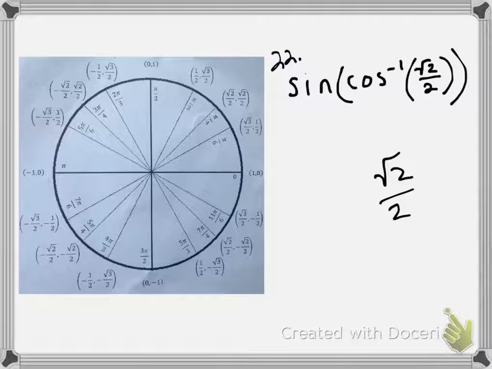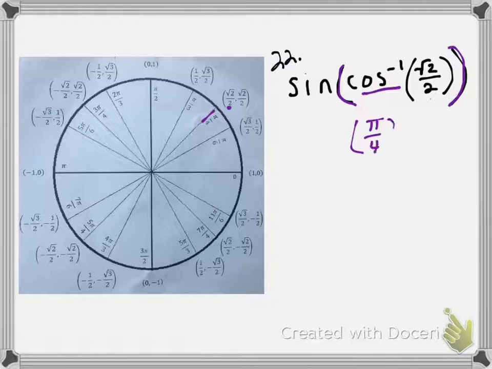So let's try another one. Again, it's going to be better if we solve for the angle first inside the parentheses, these parentheses right here. And so we want to find the measure of the angle where the cosine value is the square root of 2/2. That one's not as difficult because it's right here. And I know it's pi/4. So we'll bring that down.